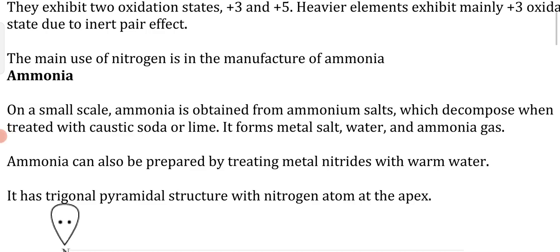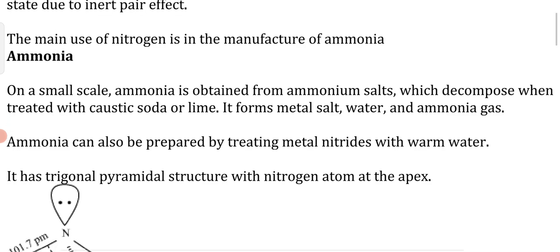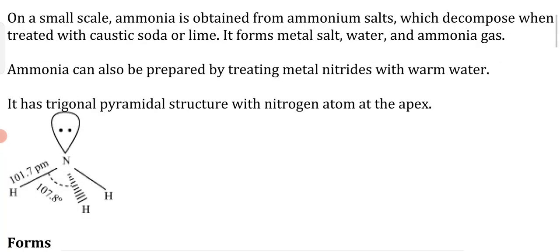It forms metal salt, water, and ammonia gas. So ammonia is obtained when an ammonium salt like NH4Cl is decomposed with caustic soda, that is NaOH, then it will form metal salt, water, and ammonia gas. Ammonia can also be prepared by treating metal nitrides with warm water.